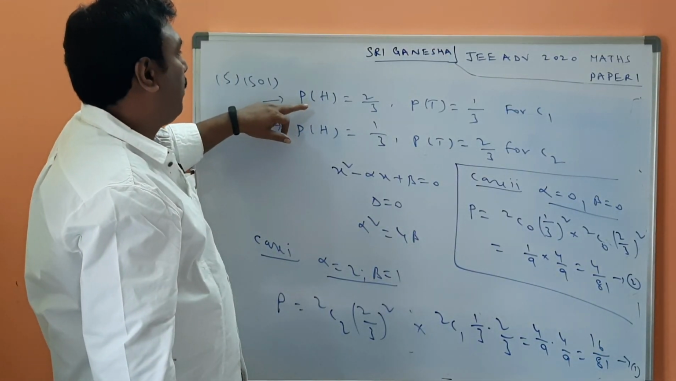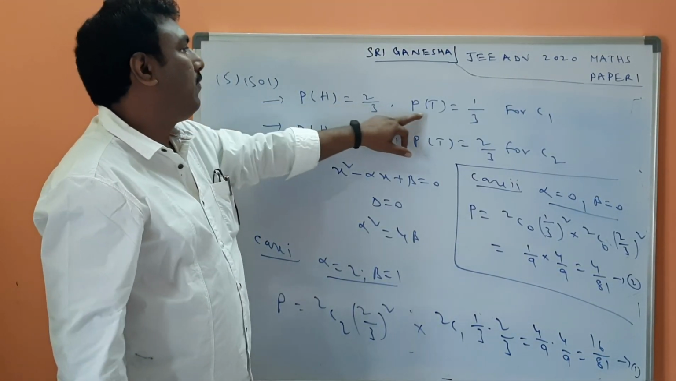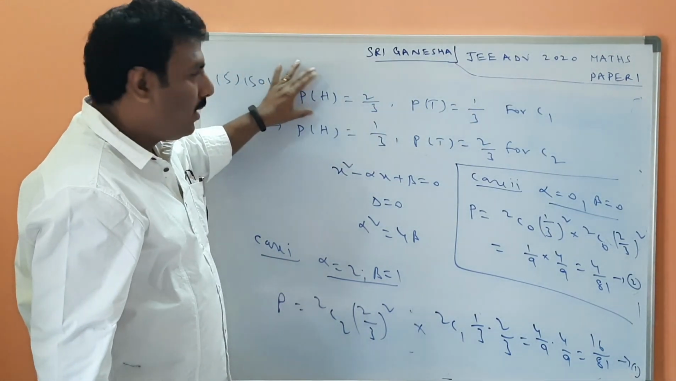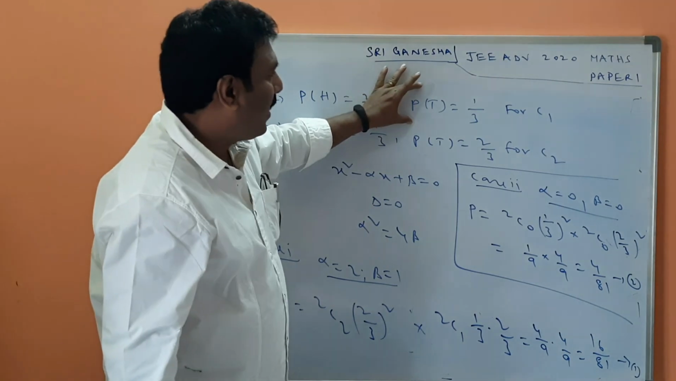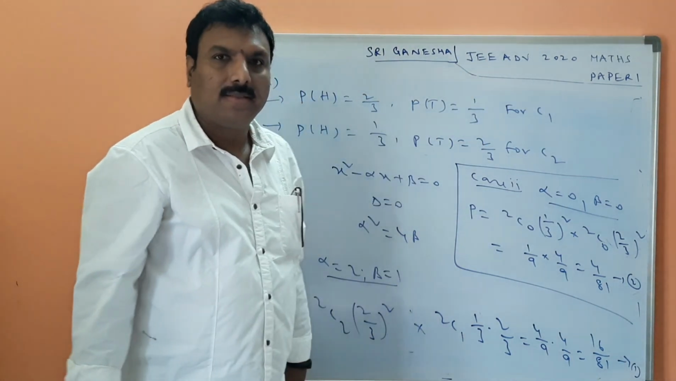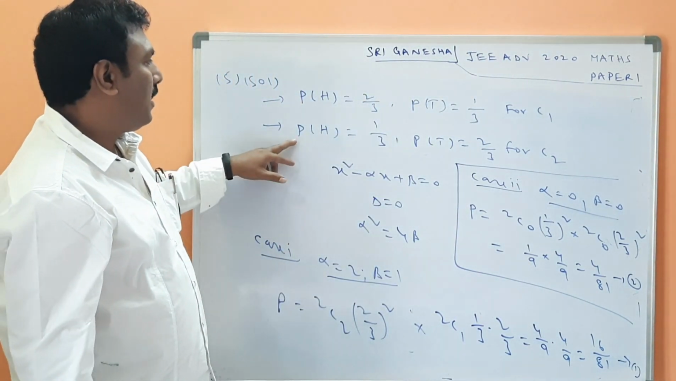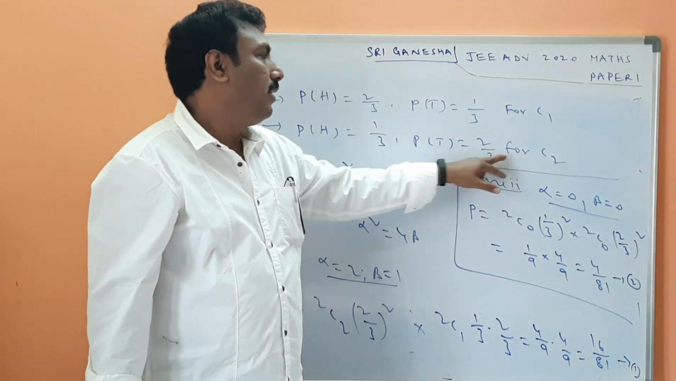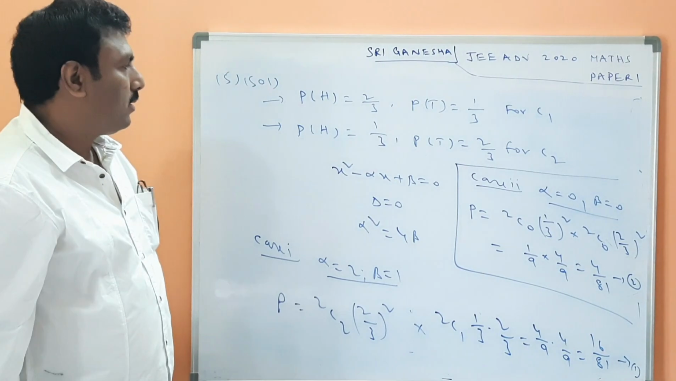Now look here, P of H is equal to 2 by 3, P of T is equal to 1 by 3 for C1. That is, probability of getting head is 2 by 3, probability of getting tail is 1 by 3 for C1. Next, similarly, P of H is equal to 1 by 3, P of T is equal to 2 by 3 for C2, second point.